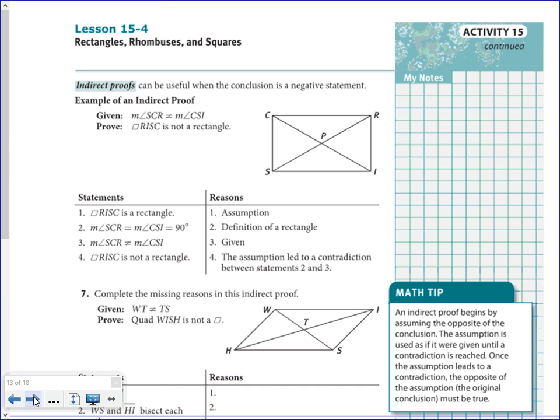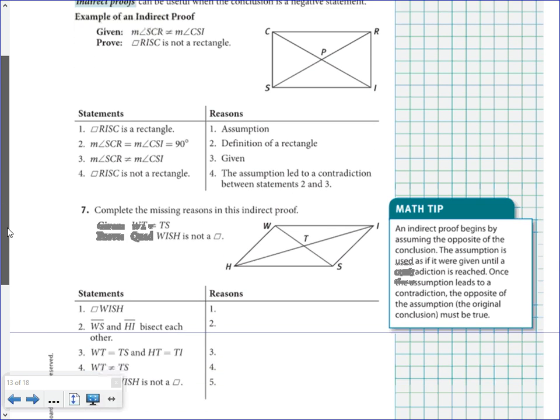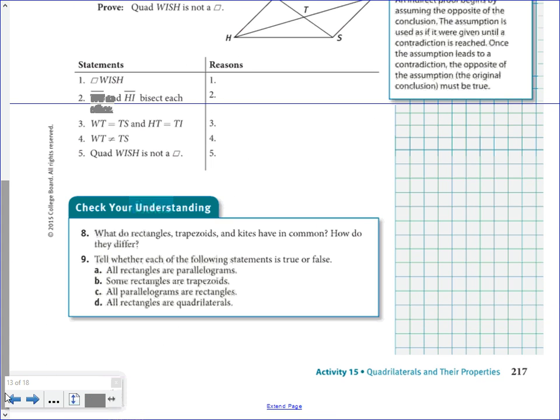On the next page, they talk about indirect proofs. And for this class, we are not going to go over what an indirect proof is and how to use it. But if you're interested in it, there is one example about an indirect proof. We are going to look down here at number 8 and 9. What do rectangles, trapezoids, and kites have in common, and how do they differ? So there are several things that they have in common. One of them is that they're all quadrilaterals. That's the most basic thing they all have in common. They have 4 sides.